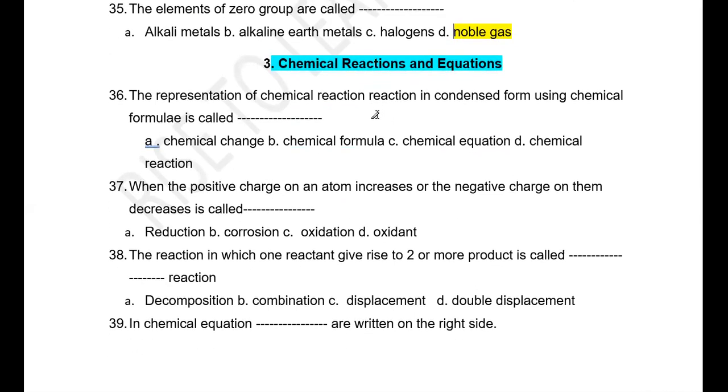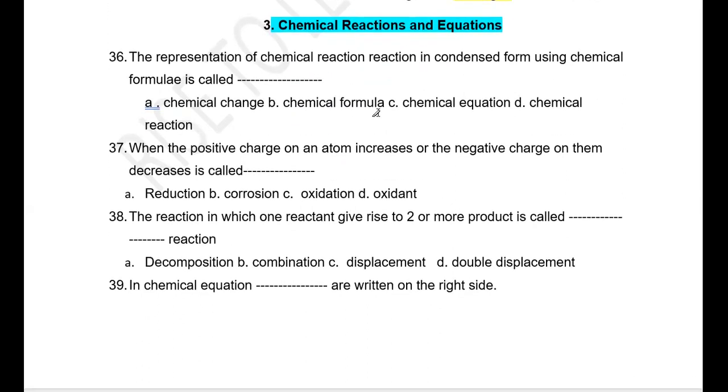Next is chemical reactions and equations. The representation of chemical reaction in condensed form using chemical formula is called dash. Chemical change, chemical formula, chemical equation, chemical reaction. We know that, for example, 2 Mg plus O2 gives 2 MgO. This is the representation of a reaction of magnesium and oxygen using formula. And this is known as chemical equation. So option C is the correct answer.